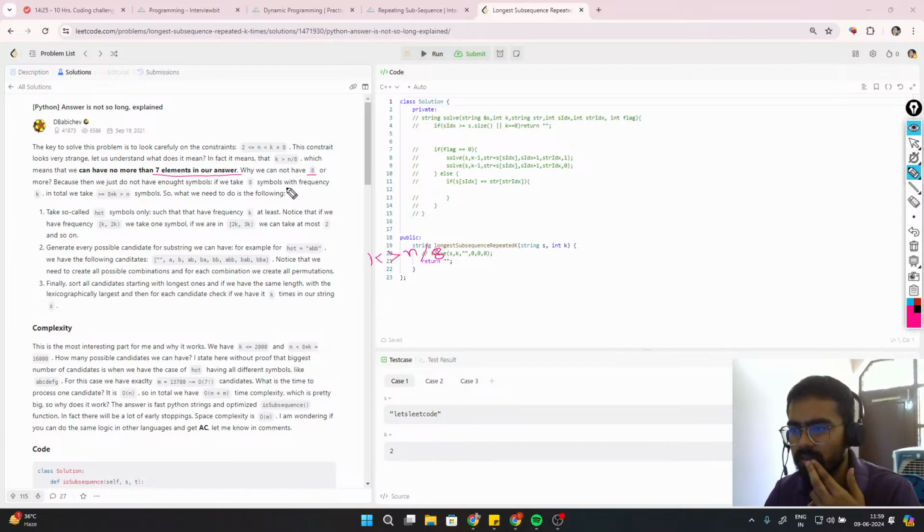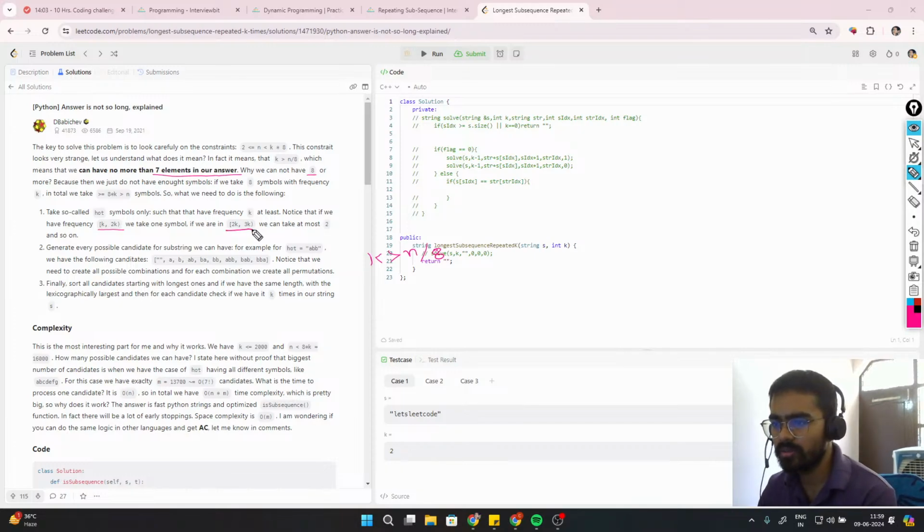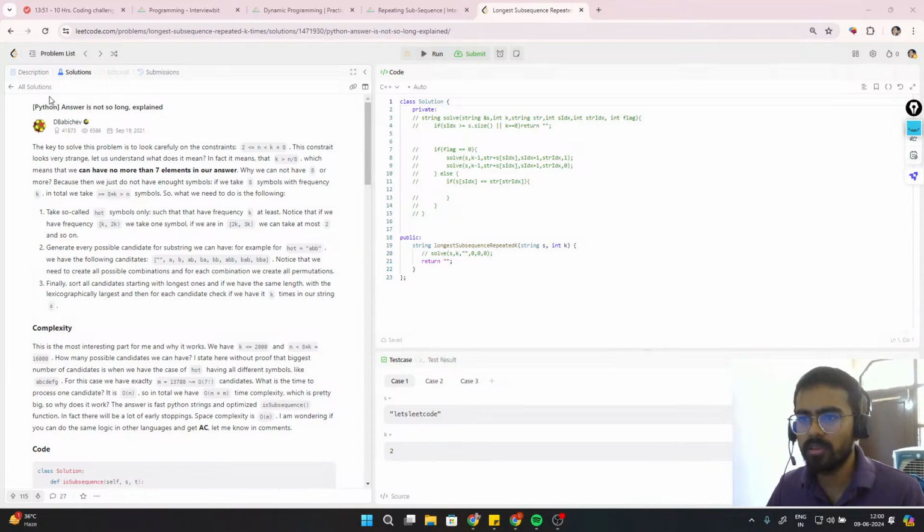If we take 8 symbols with frequency k, take so-called hot symbols only such that the frequency. Notice that if we have frequency between k and 2k, we take one symbol. If we are in 2k to 3k, we can take at most 2. It's still a little bit confusing.